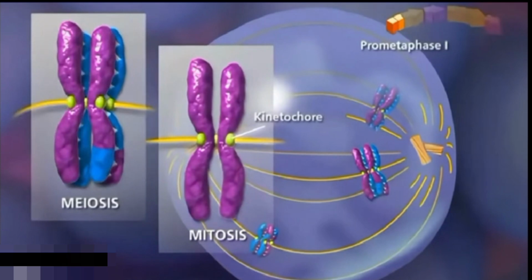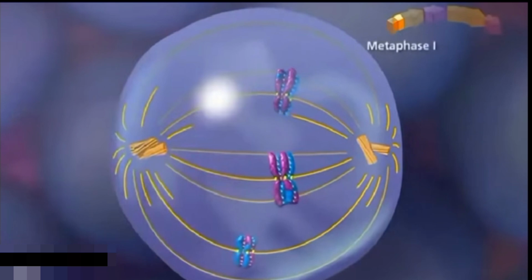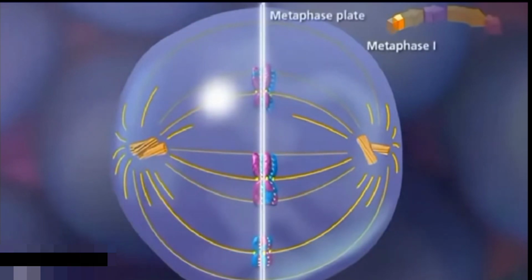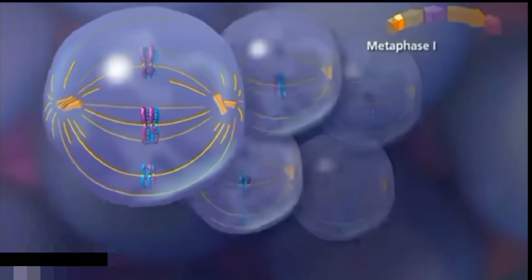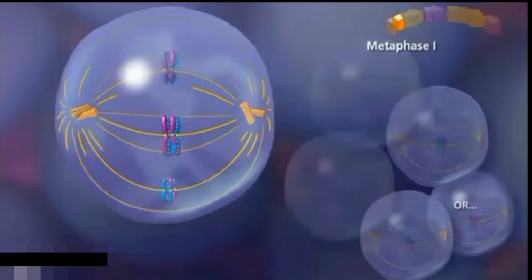In mitosis, each sister chromatid is attached to a spindle fiber. The fibers originate from opposite poles. During metaphase 1, bivalents randomly align along the metaphase plate. Due to independent assortment, this alignment is random and adds to genetic diversity.